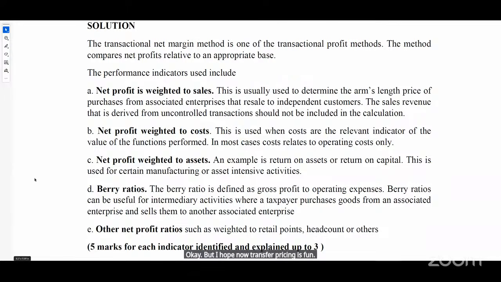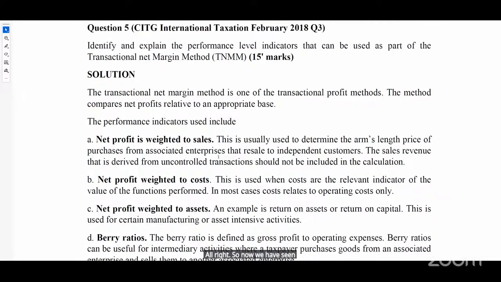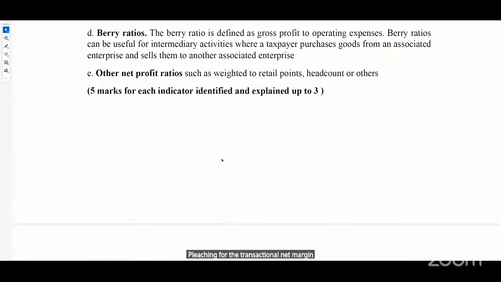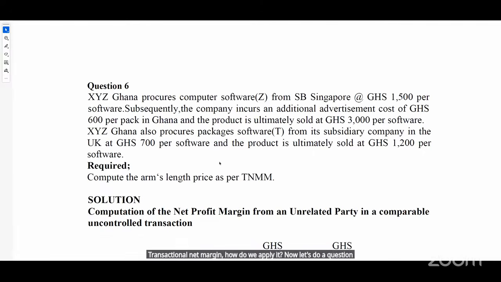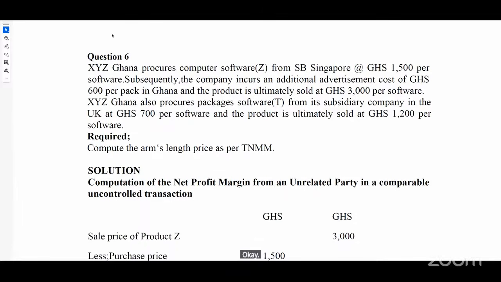Yes. All right. So now we have seen the theory, but now let's do a calculation for the transactional net margin method. Transactional net margin, how do we apply it? Now let's do a question to apply the transactional net margin, right? Then you will see the difference from the resale price.